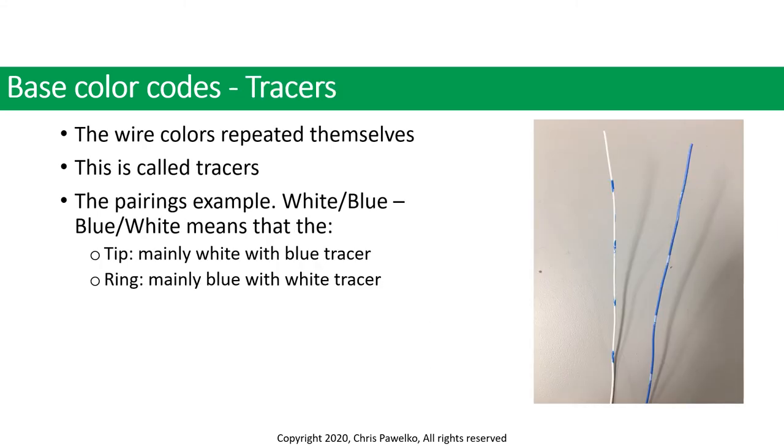If we look at a multi-pair cable, for example the 25-pair cable, we will see that inside the cable itself the colors repeat themselves. One way to ensure that you keep your pair matchings when you untwist the wires was that they utilized something called tracers. If we look at this photo, the tracers in this example are white, blue, blue, white. So if we look at the tip color, which is mainly white with a blue tracer, and the ring is mainly blue with a white tracer, the technician, if they happen to untwist those wires, will know which wire pairs are supposed to be together.